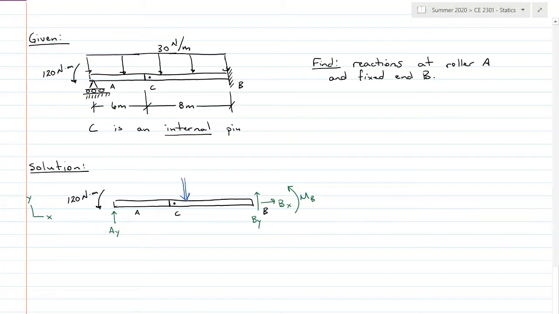I also have a distributed load that I need to show as a resultant force. So I'm going to find the area under that curve, and that is 30 times 14 meters. That is 420 newtons. So this is force resultant, and it acts at a distance of 7 meters from A. And then of course I have my moment load, 120 Newton meters.